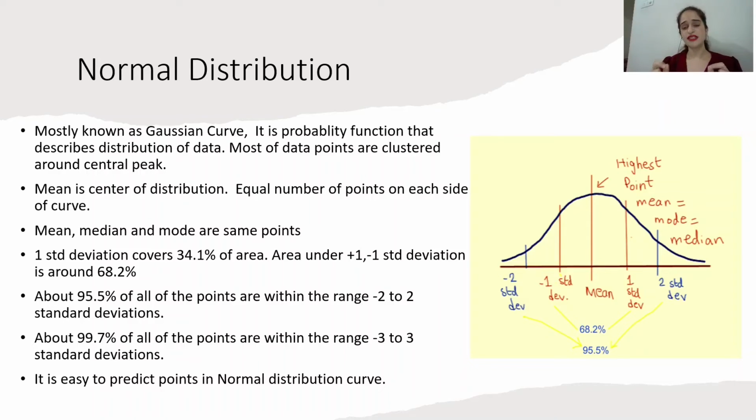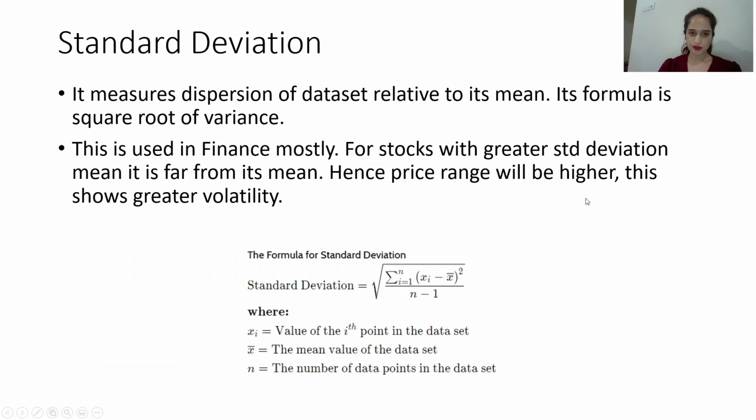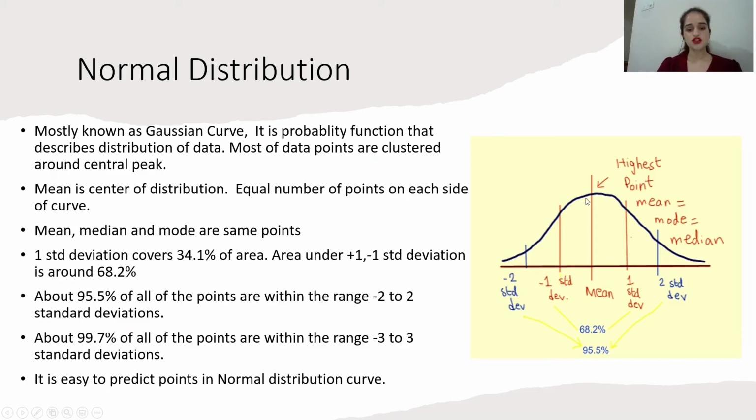It is very easy to predict any point in a normal distribution now. So I want to know where a particular point lies in this graph. Say the mean is around 11 in this graph, and I want to see what the y value of point 10 will be. So 10 will lie somewhere here, and it is easy for us to predict that y will be somewhere around here. So it is very easy to predict the points of a normal distribution curve.